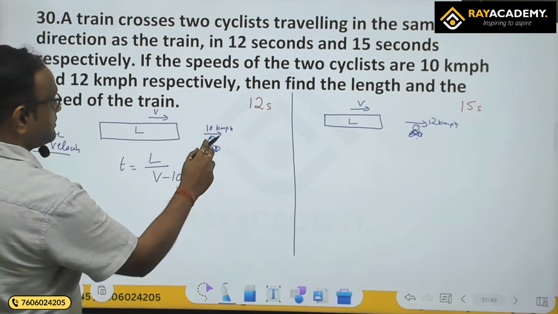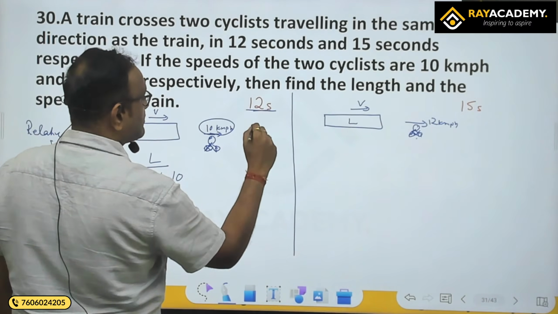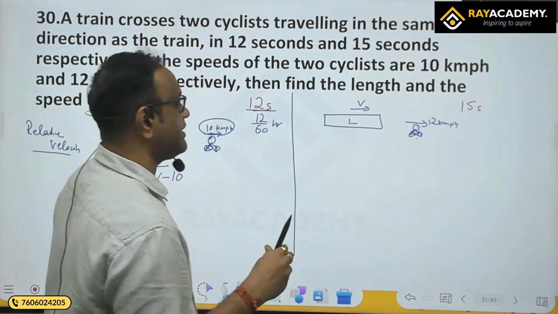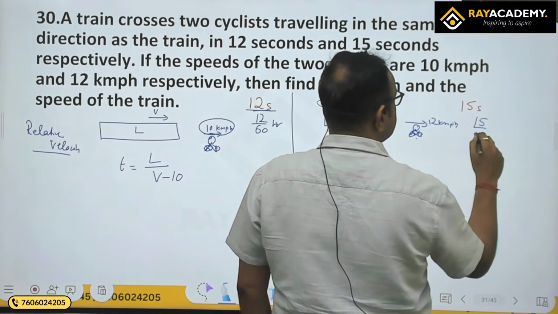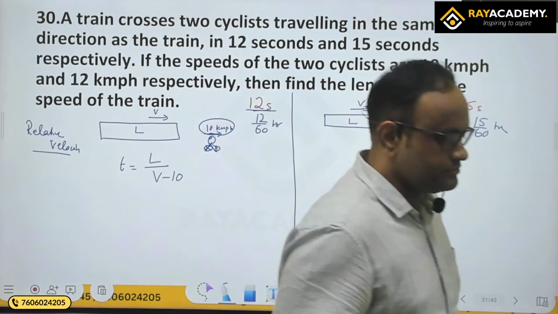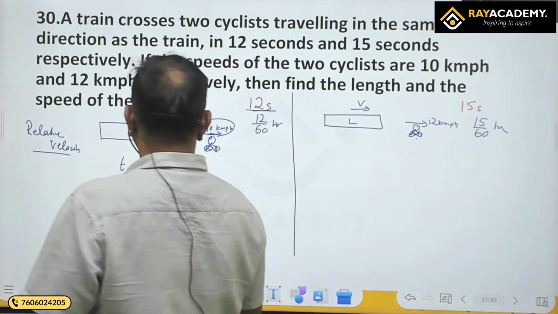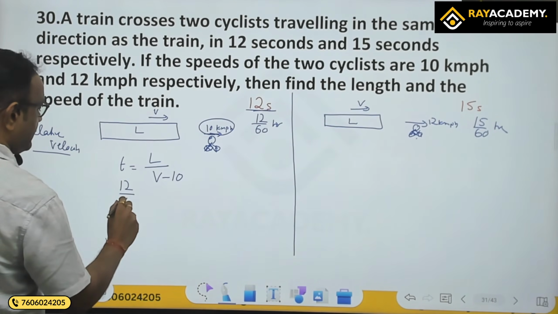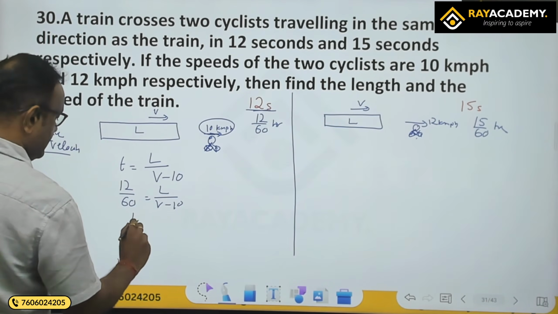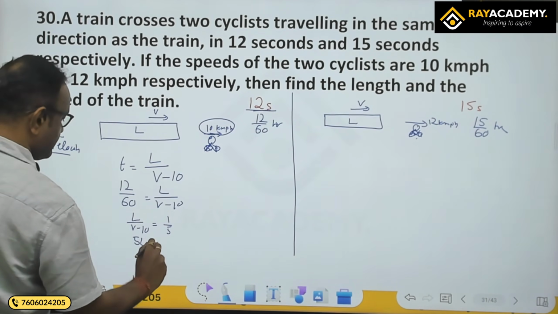But the speed is in kilometers per hour and time is in seconds, so convert seconds to hours: 12 by 60, hours. Since the length will be in kilometers, we will convert it to meters later. This is equal to 15 by 60 hour. So you can say 12 by 60 equals L by V minus 10. So L by V minus 10 equals 1 by 5, or you can say 5L equals V minus 10.